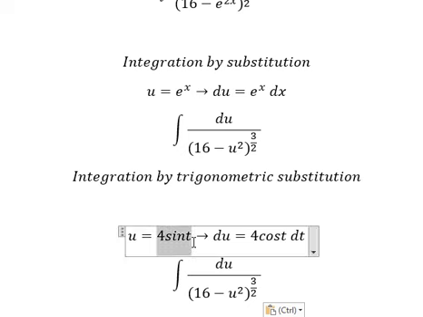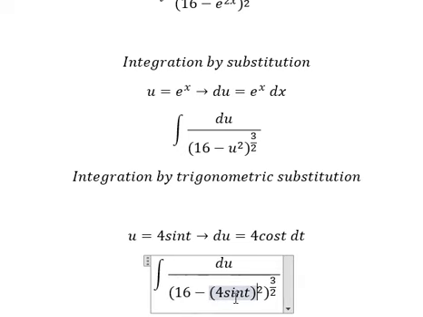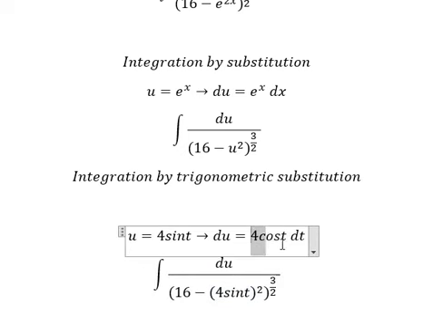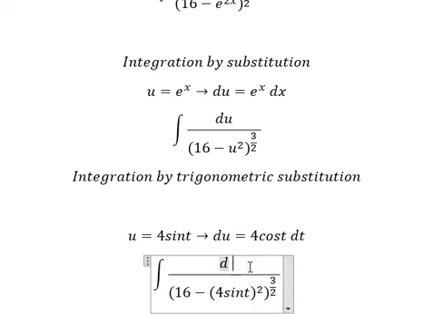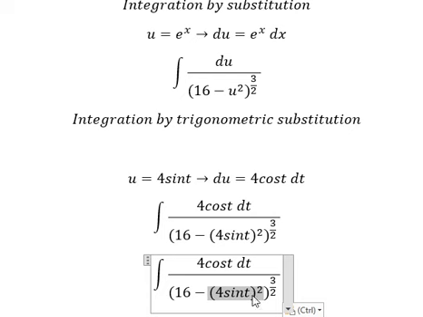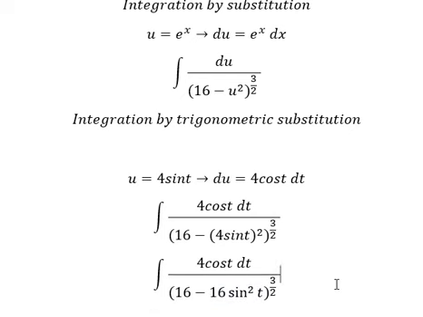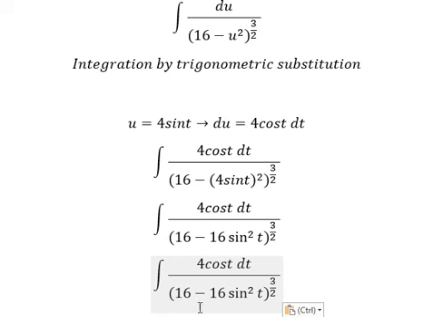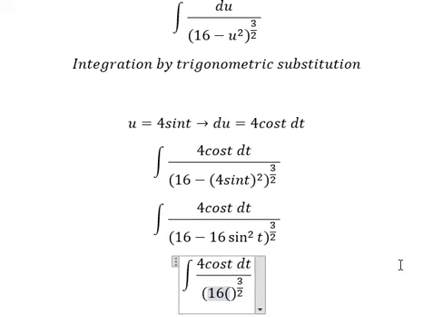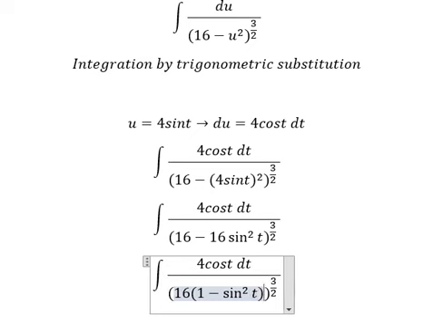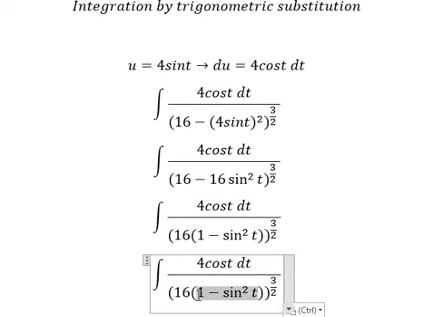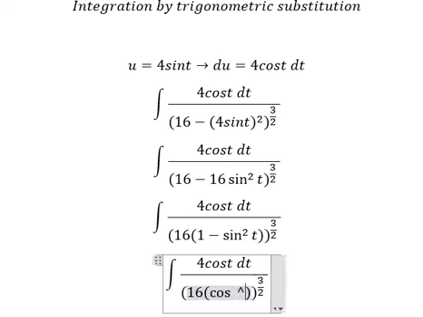So I will put this one here. This one is about this one. So this one we have 16 sine t squared. So number 16, we can factorize. And this one is about cosine t squared.